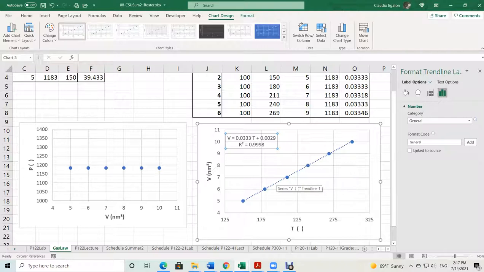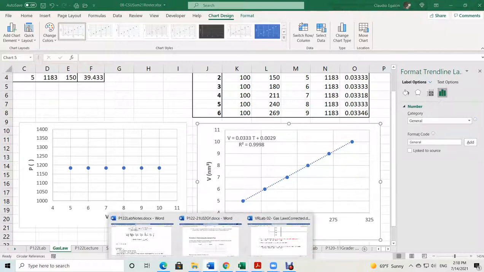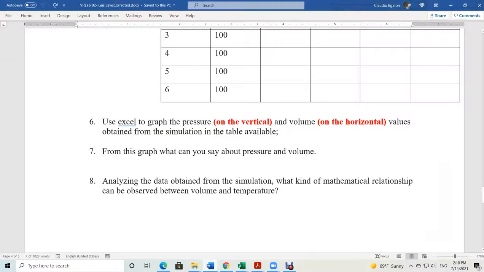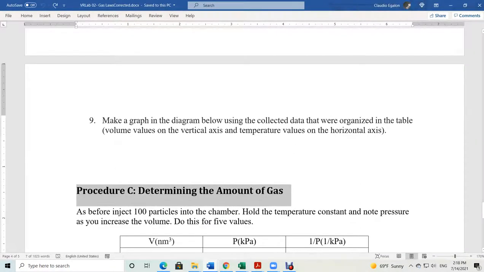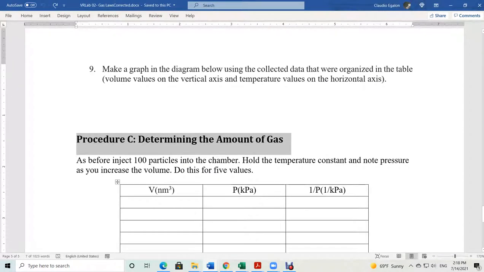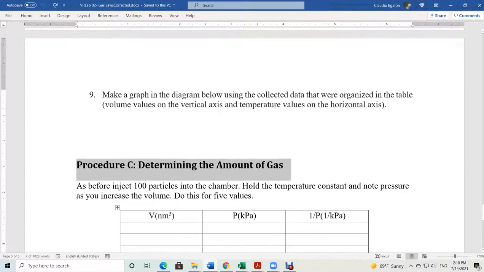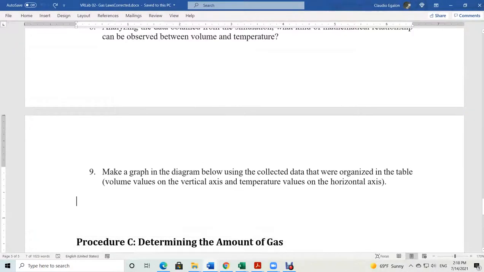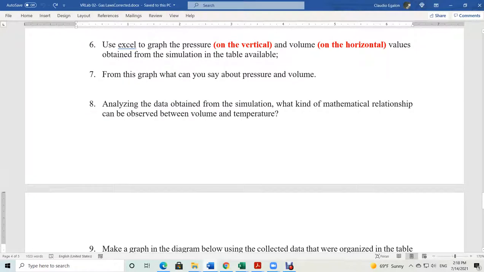It doesn't tell you to do that in the handout, but I want you to do it, okay? I want you to do it. Here you go. I'm going to analyze the data obtained. Let's see if he does here. Yeah, he doesn't. Okay. So here you go. Step 10: analyze the data obtained from the simulation.